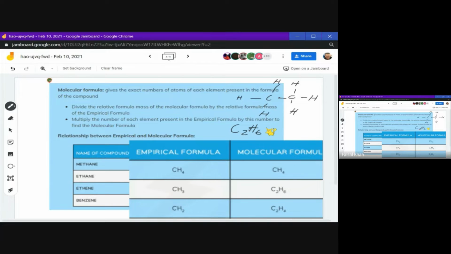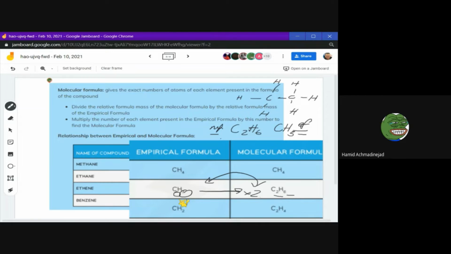But the simplest whole number ratio is actually CH3. That's your empirical formula. This is your molecular formula. So you can see there is a factor of 2 between the two. To go this way, you have to multiply everything by 2. You have to multiply that 1 by 2, and that 3 by 2, and then you get 2 and you get 6. Is everyone okay with that? Yes, sir.